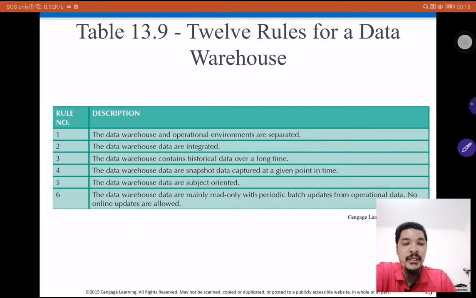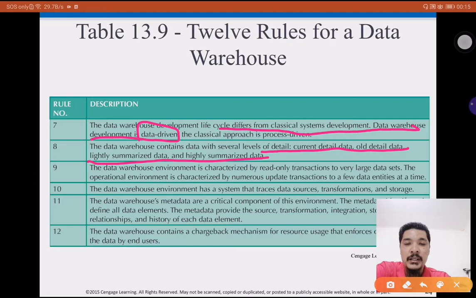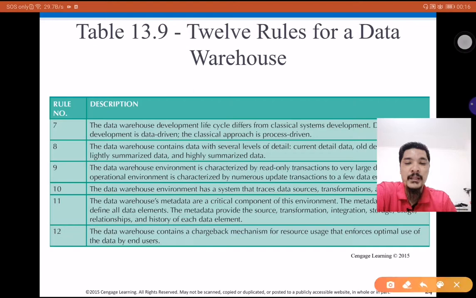Okay, number 7, data warehouse development life cycle differs from classical development. Data warehouse development is data driven. They are based on the data. Okay, number 8, data warehouse contain data with several levels of details. Of course kita kena ada semua detail-detail data tersebut. And data warehouse environment is characterized by read-only transactions in very large sets. Number 10, data warehouse environment has system that trace data source, transformation and also storage. Okay, and number 11, data warehouse metadata are critical component of this environment. Kita perlukan metadata ni, the details about the data tu. And number 12, data warehouse contain a chargeback mechanism for resource usage that enforce optimal use of the data by the end user. Okay, so this is the 12 rules for the data warehouse.